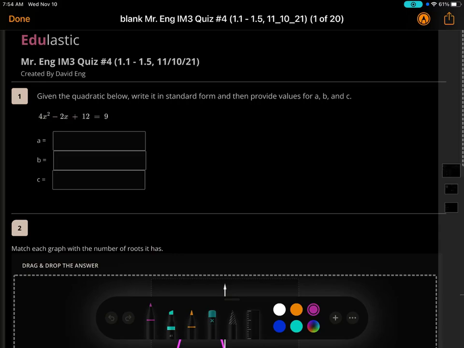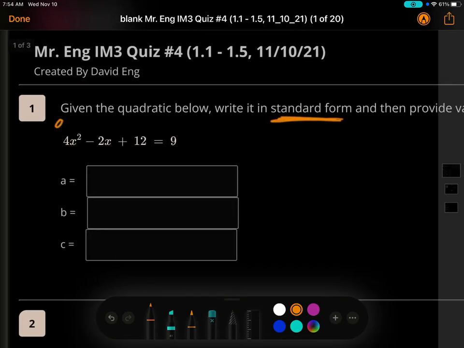Hey guys, let's go over quiz number 4, 1.1 to 1.5, taken November 10th, 2021. Given the quadratic below, write it in standard form and then provide the values of a, b, and c. I'm going to underline standard form. And standard form says you have ax squared plus bx plus c.